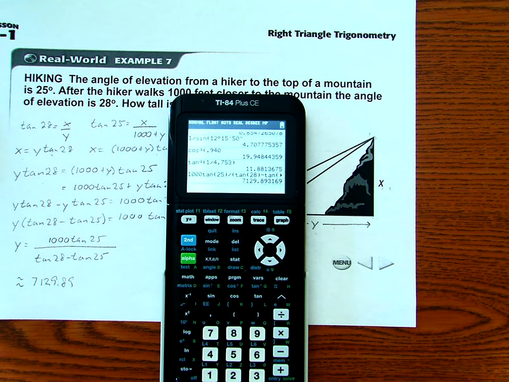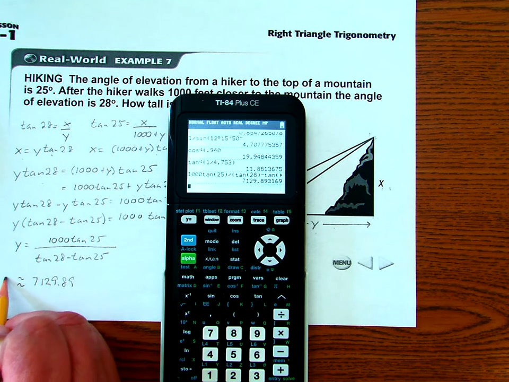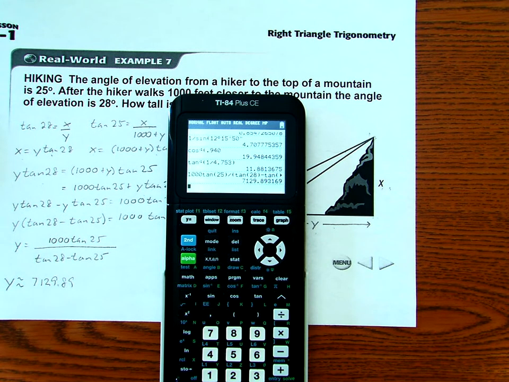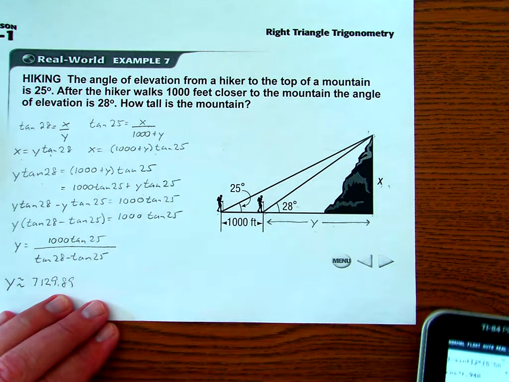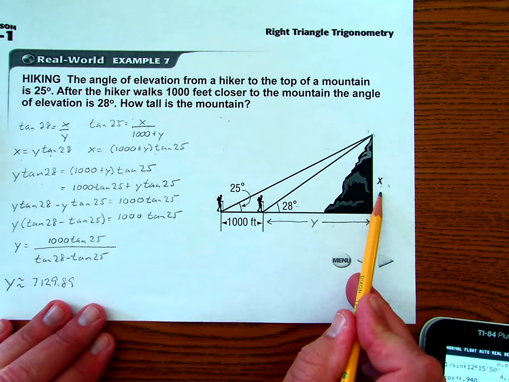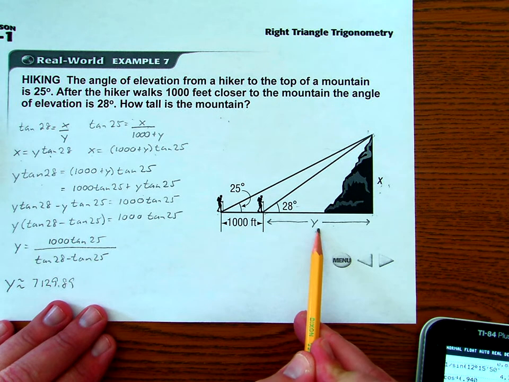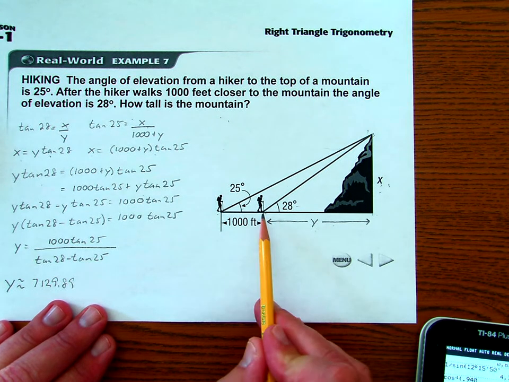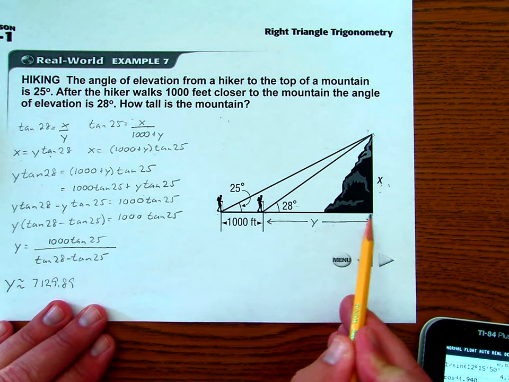Now, just because we solved an equation doesn't mean we answered the question. So I want to go back and see, well, what do we know? Are we done? Or do we still need to find something else? It's asking us how tall is the mountain? Well, how tall the mountain is is x. We found y. We found how far it is from the hiker at this stage of the walk up to the base of the mountain.